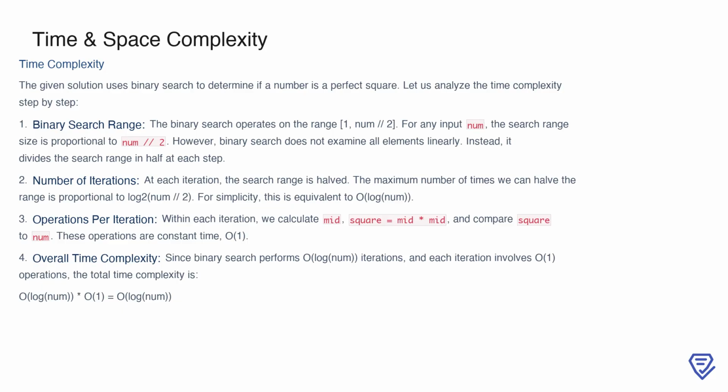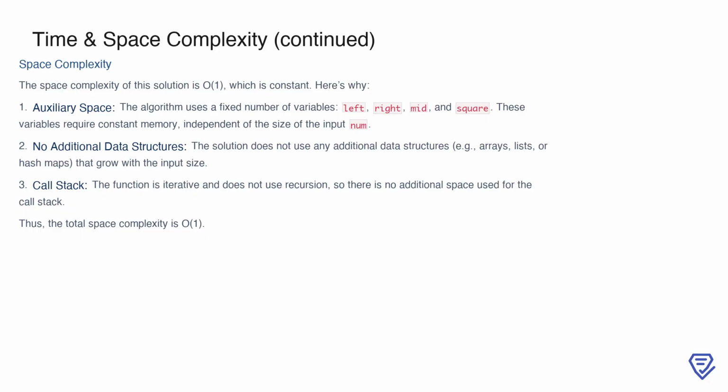Specifically, the range can be halved a maximum of log2(number // 2) times, which simplifies to O(log number). Within each iteration, we perform a few constant time operations, such as calculating the midpoint, squaring it, and comparing the result to the input number. Since each iteration takes O(1) time and there are O(log number) iterations, the overall time complexity of the solution is O(log number). Now, let's evaluate the space complexity of the solution.